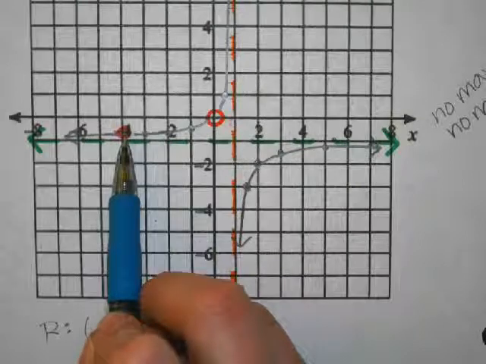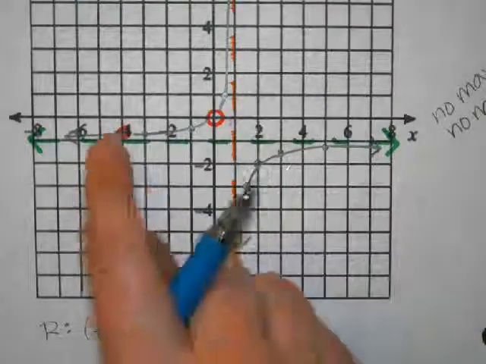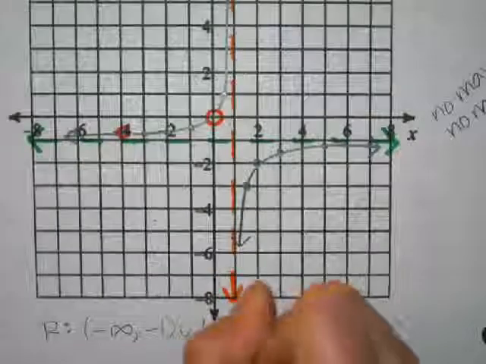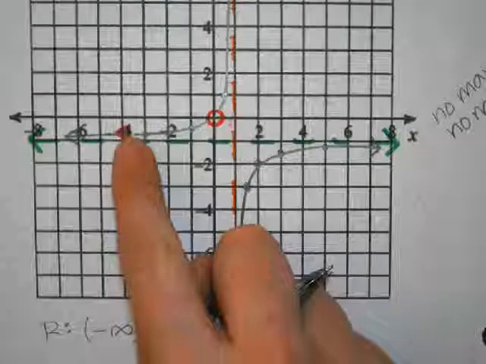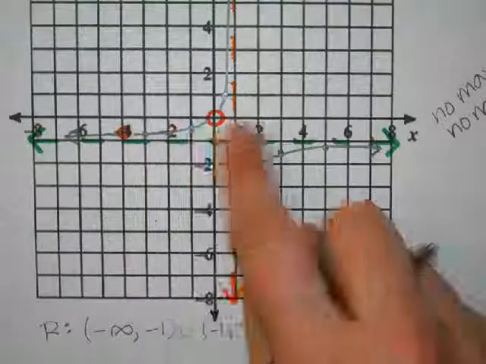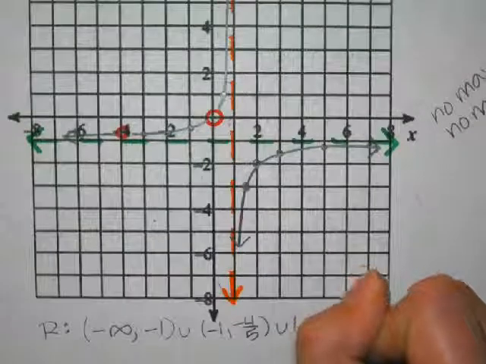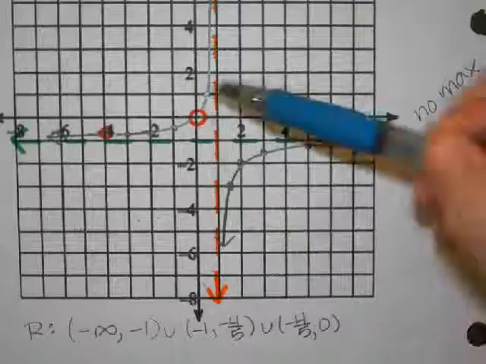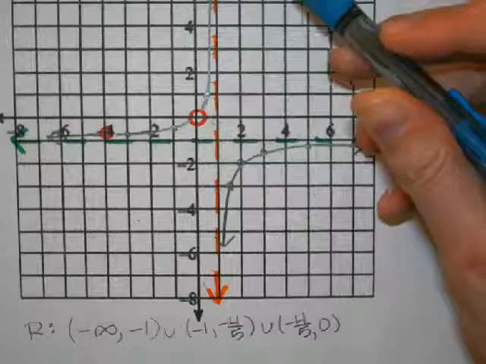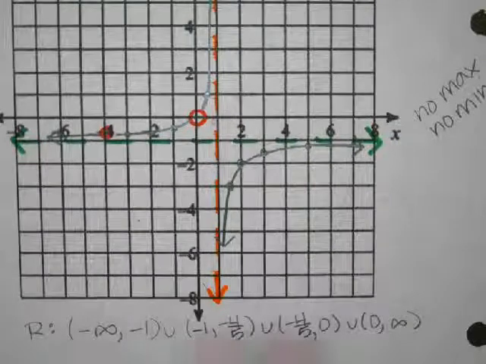What was the y value right here? It's a hole at negative 4/5. So there are some negative y values here: negative 1 to negative 4/5. That's a hole, so it gets skipped. We have some more negative y values right here, and then we get to this hole and have to skip that y value. So this is from negative 4/5 to 0. And then after that, all the y values go up forever: 0 to infinity.